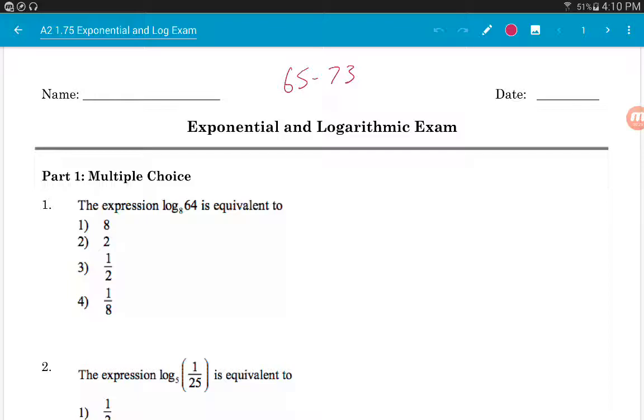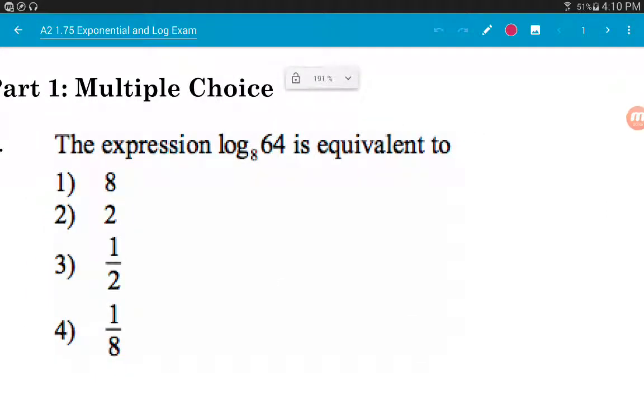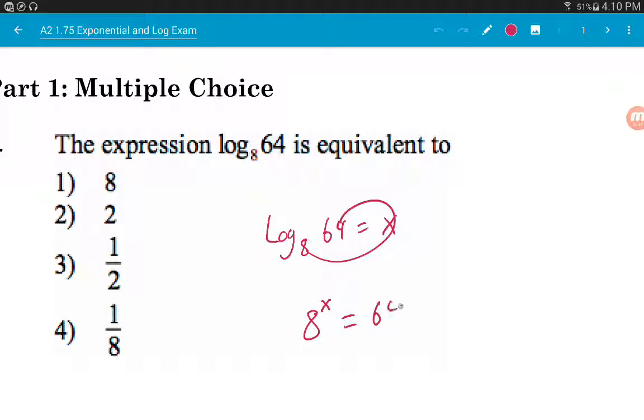And if I go too fast, just slow down the playback speed, or you could always jump back in time to watch it again. The expression log 8 of 64 is equal to, now this is a what power function, or you could also think of it like this. Log base 8 of 64 is equal to what? Do the swoop. 8 to the x power equals 64, and well, 8 squared is 64, so it's 2.